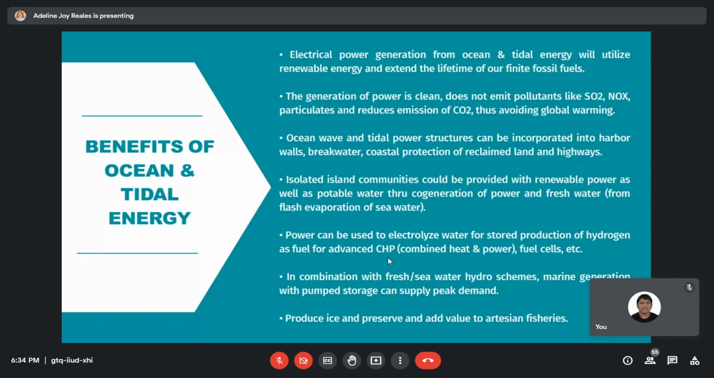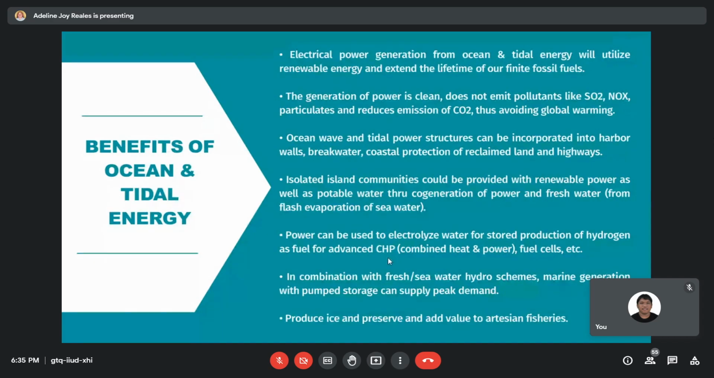Ocean wave and tidal power structures can be incorporated into harbor walls, breakwaters, coastal protection of reclaimed land, and highways. Isolated island communities could be provided with renewable power as well as potable water through cogeneration of power and fresh water. Power can be used to electrolyze water for stored production of hydrogen as fuel for advanced CHP or combined heat and power, fuel cells, etc.